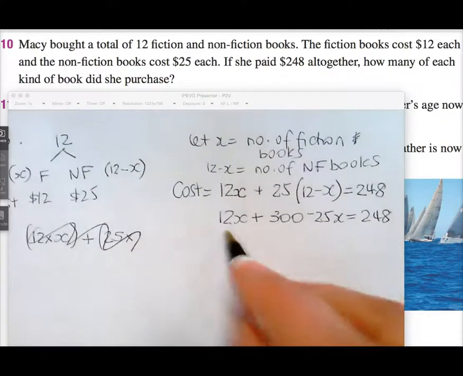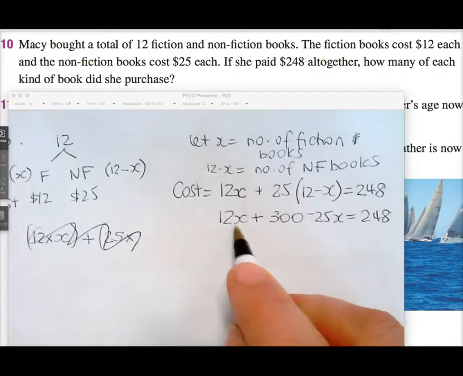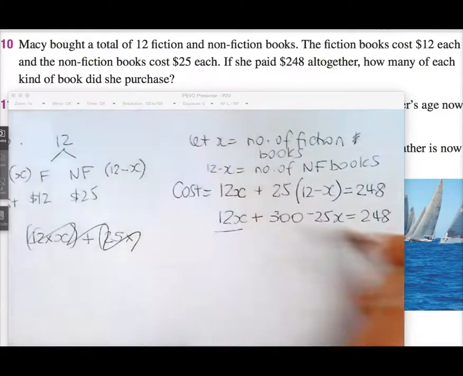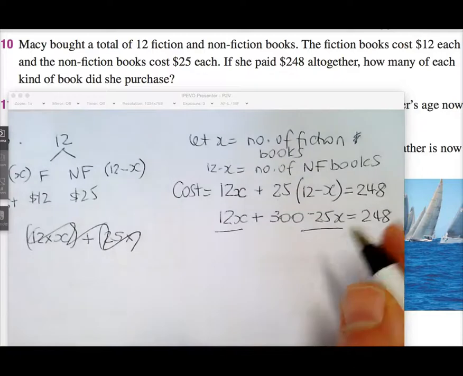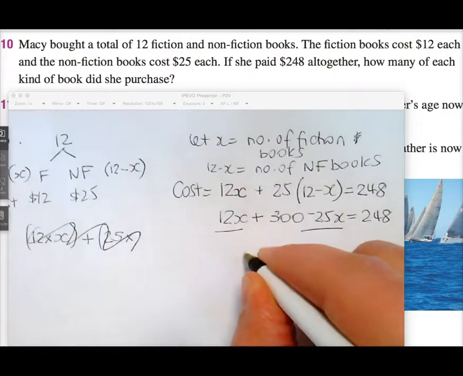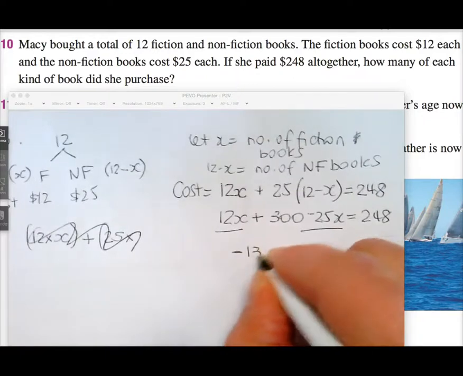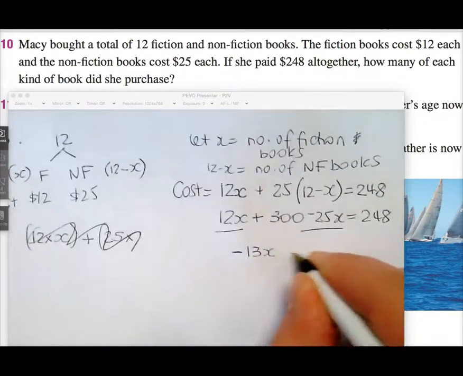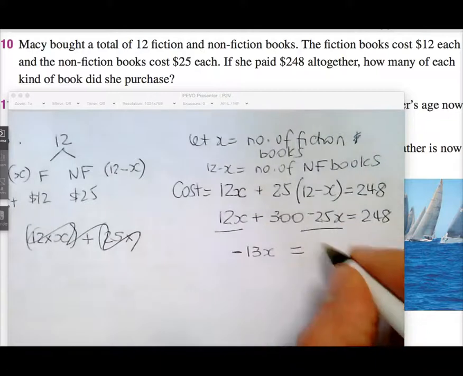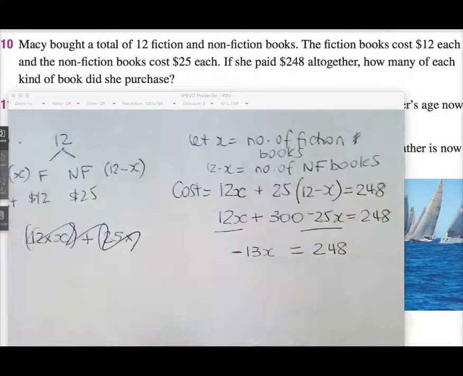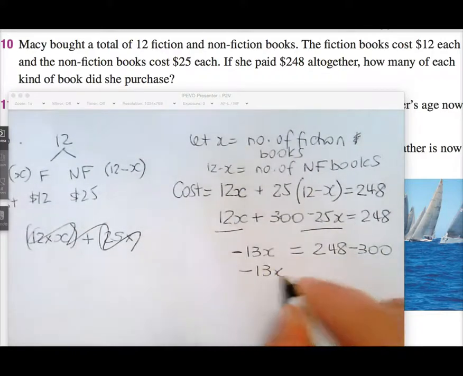The like terms on the left, 12x minus 25x. What's that? 12 minus 25, going below 0. Negative 13x. Girls, I want to take this 300 over. So I'm going to keep the 248 here, minus 300. Negative 13x equals negative 52.